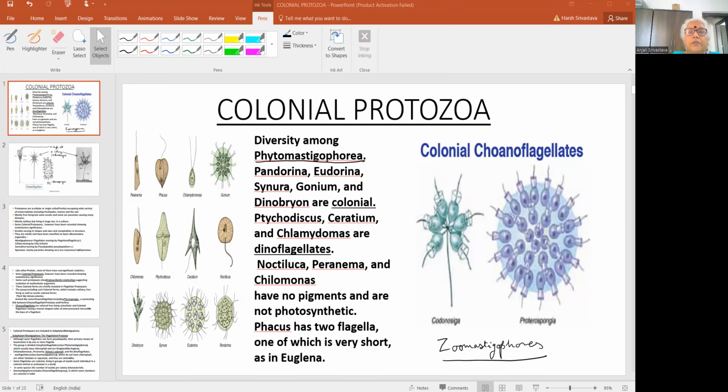Today's topic is colonial protozoa, an extended part of my last class, that is, we have seen on the colonial protists. As I have already mentioned, the original topic that I have been requested by the students was colonial protozoa only. But when I started gathering the material and started the preparation for the colonial protozoa, I found the term colonial protist more relevant, and then only I thought that we will take a short lecture separately for colonial protozoa.